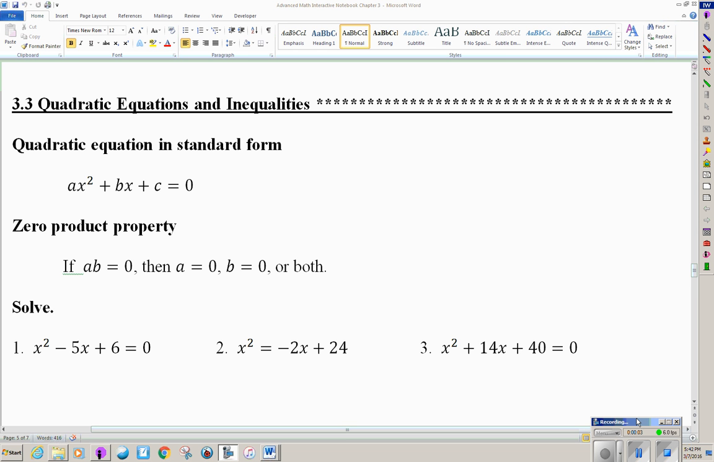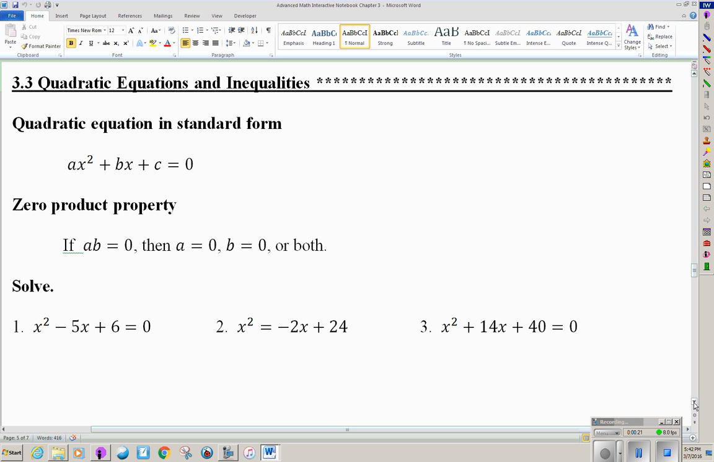This lesson is 3.3, Quadratic Equations and Inequalities. We're going to factor quadratic equations and solve them. We're going to use the quadratic formula and the square root property to solve them, and we'll talk a little bit about discriminants. So let's start by factoring here.